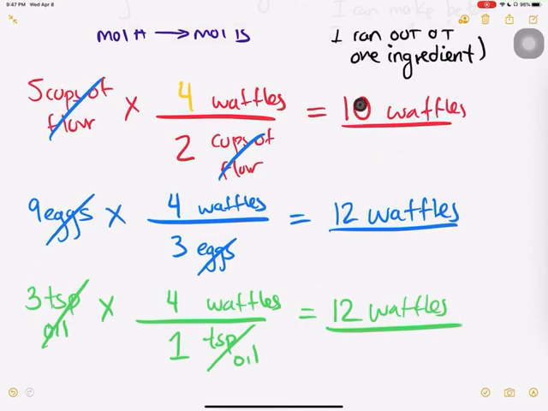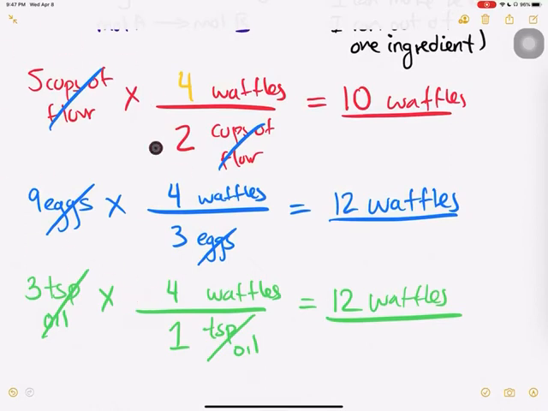So can you see that if you mix all of these ingredients, when you put the 5th cup of flour, you're going to make 10 waffles, and you're not going to have any more cups of flour to keep going, right? So this is going to run out first, because when you make 10 waffles, you're not going to have any more flour.